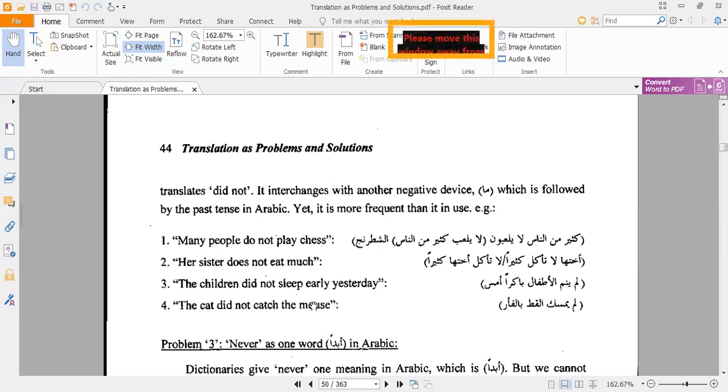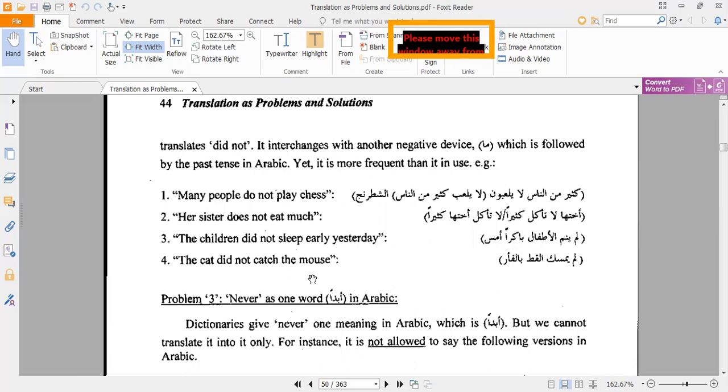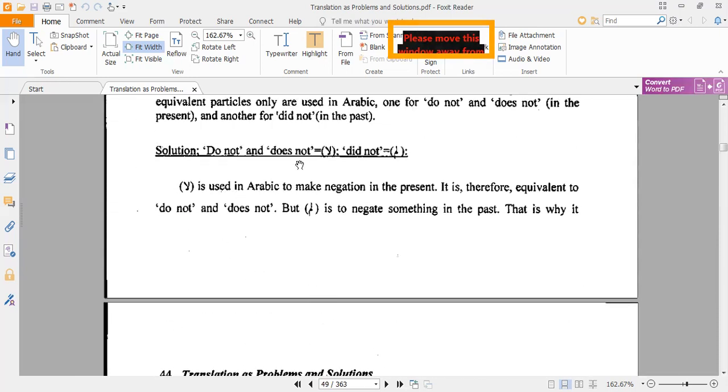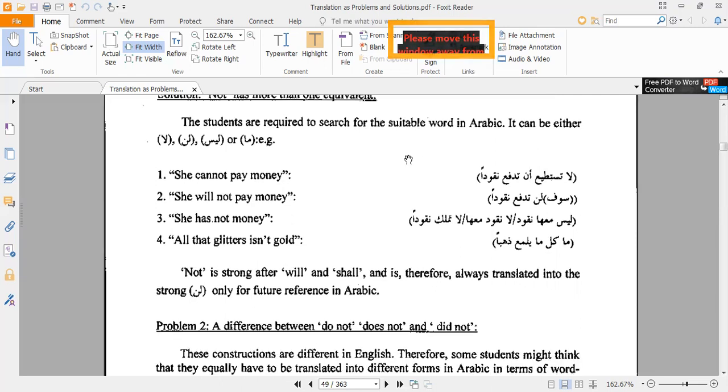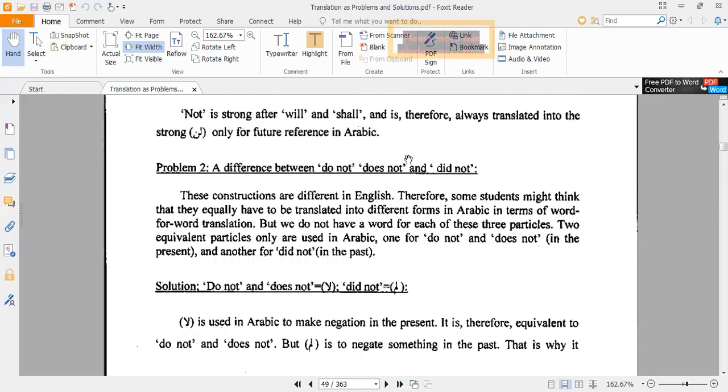The cat didn't catch the mouse. لم يمسك القط بالفأر. فأنا هنا عندي didn't استخدمت لم. يعني القاعدة العامة بحكي إنه doesn't و don't بترجمهم بلا، didn't بترجمها بلم. القاعدة اللي قبلها إنه not عندي أربع equivalent particles to not: ما ليس لن ولا. ولكن عندي ملاحظة إنه لن is used only to render will not and shall not because they are strong negation particles and we need to use the strongest negation particle in Arabic which is lan.